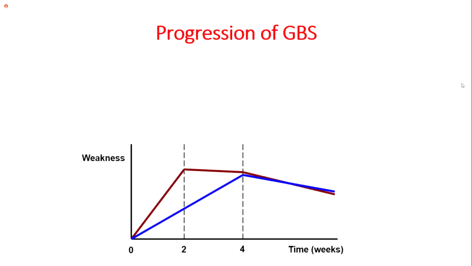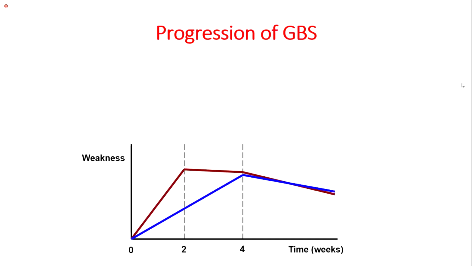Right, now progression. You already know AIDP is up to 4 weeks. Now you can see the blue line. Watch the blue line. It is ascending. If it continues to ascend beyond 4 weeks, the weakness gets worse, that is CIDP. But in AIDP, after 4 weeks, it gets better. The weakness gets less and less. That is how we define AIDP and CIDP.